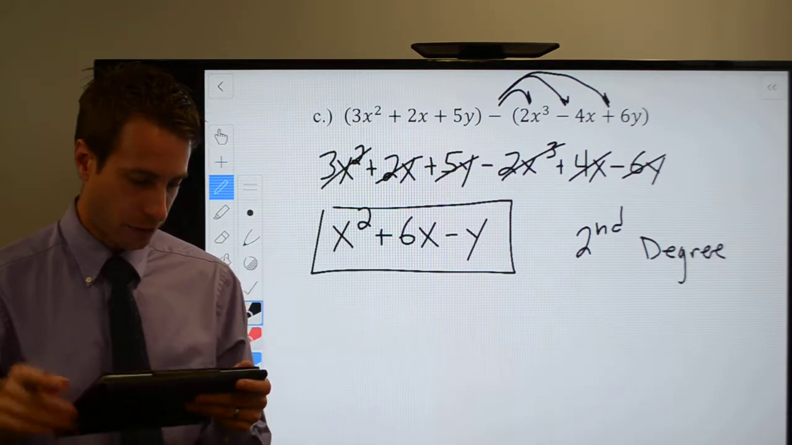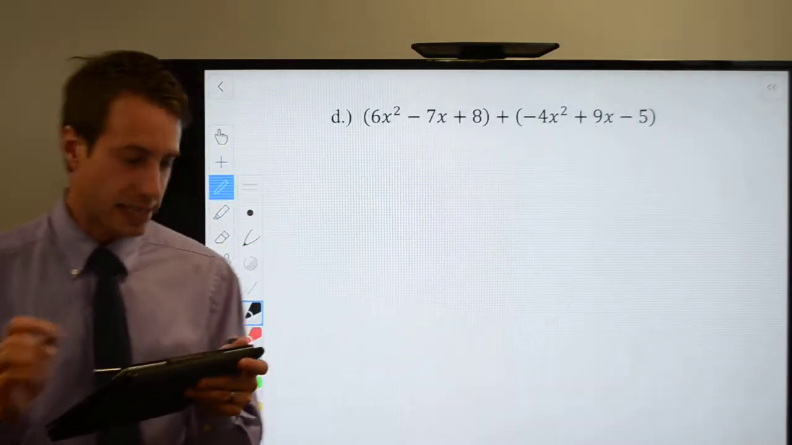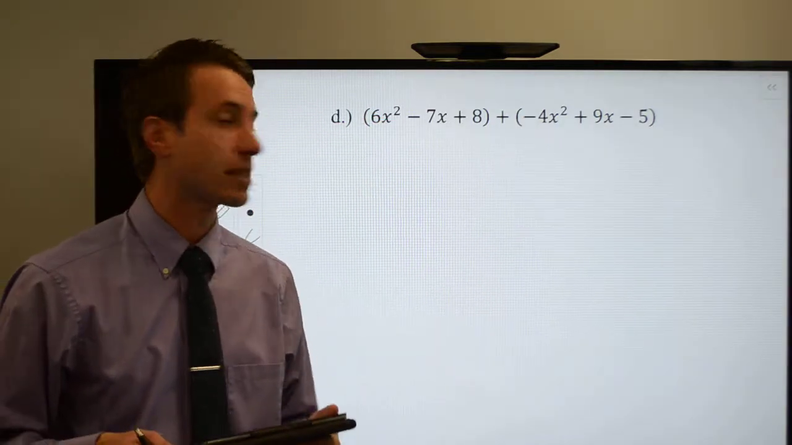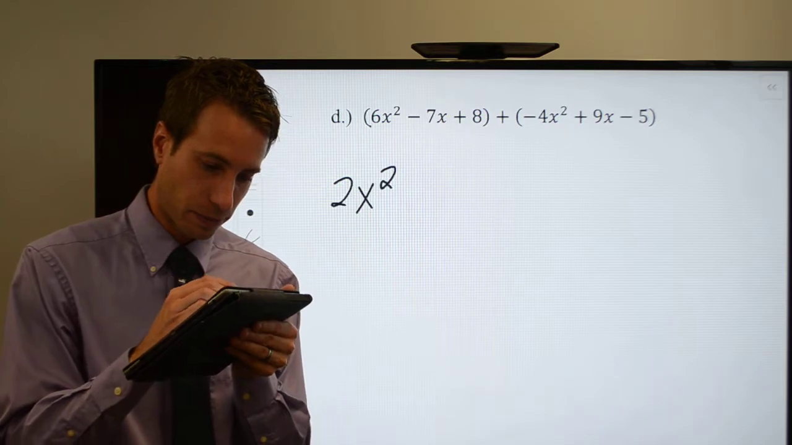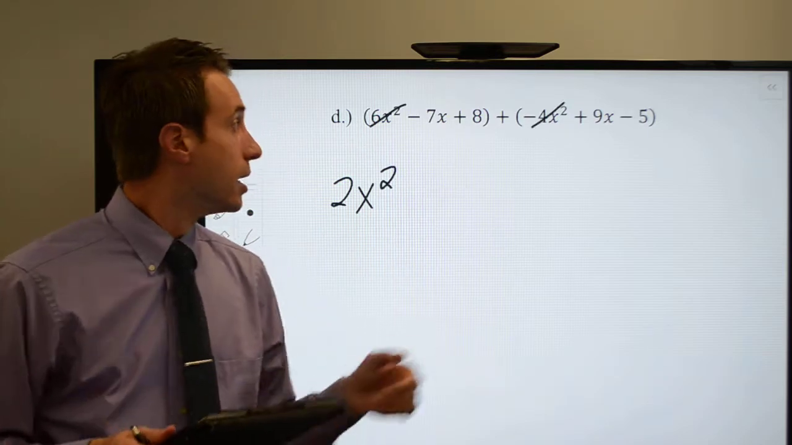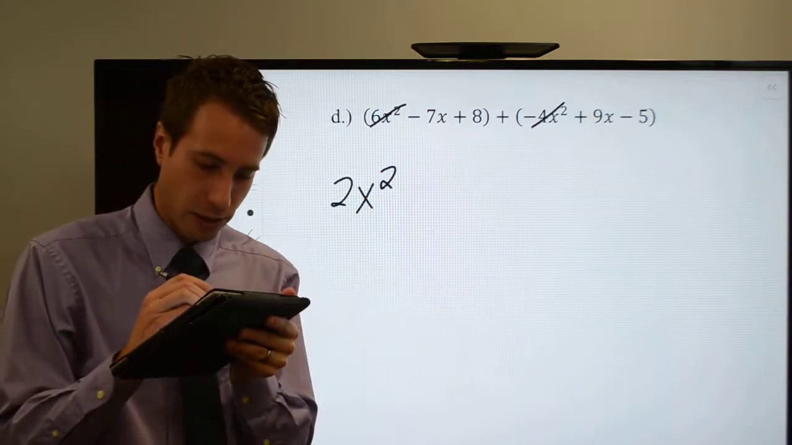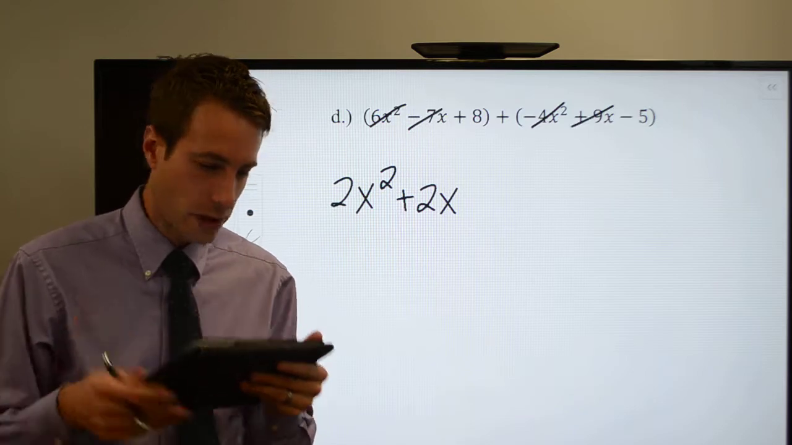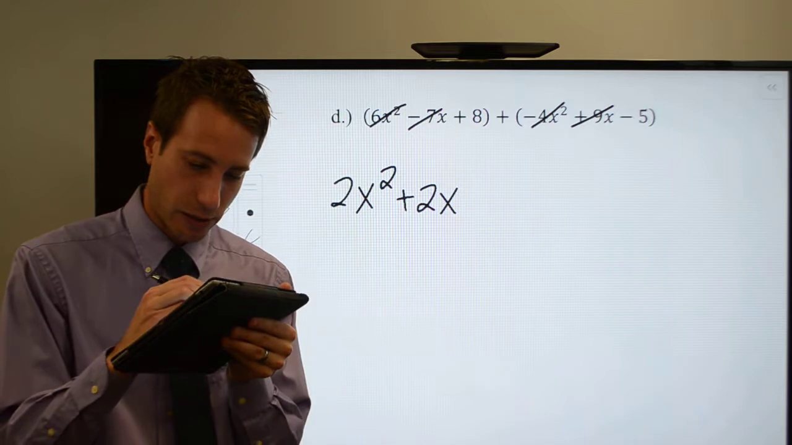Okay, got another one for you here. Oh, and we're adding again. All right, that makes it easy. Let's see here, 6x squared, negative 4x squared, so 6 minus 4 would be 2x squared. Man, lots of quadratics. Negative 7x plus 9x leaves me with plus 2x. Cross those guys off. Positive 8 and a negative 5, so that leaves me with a plus 3.